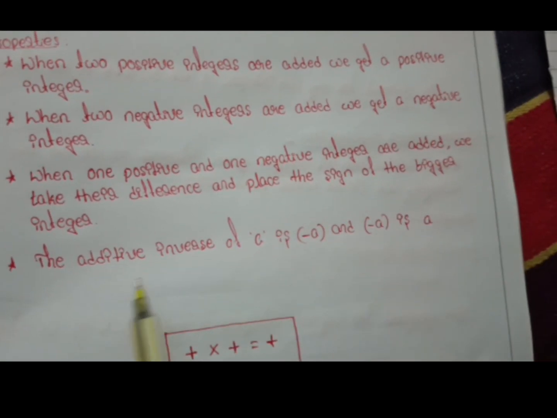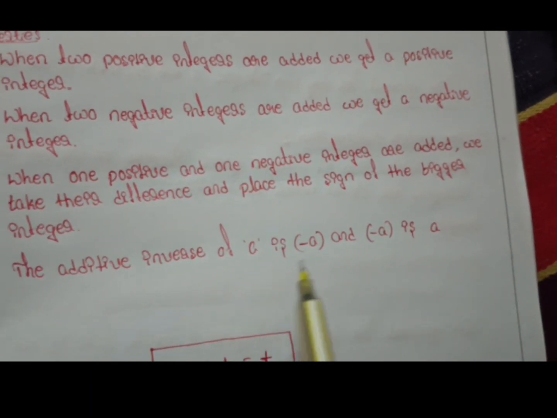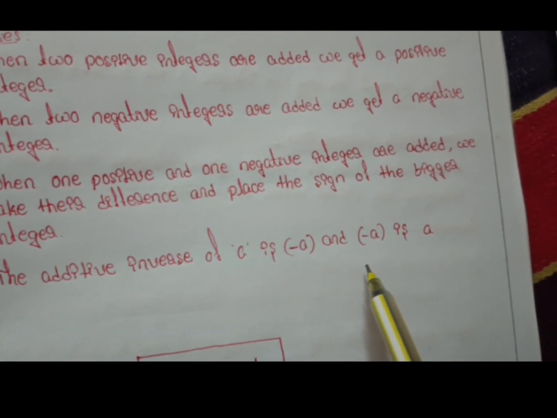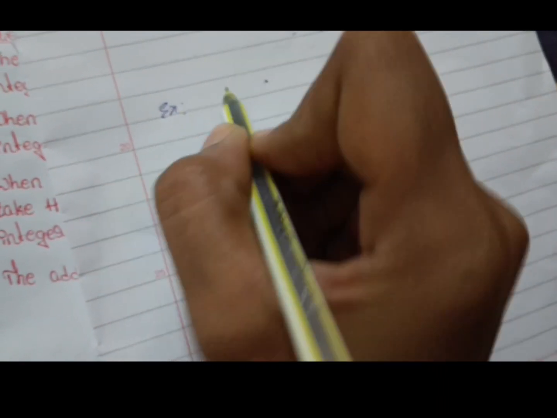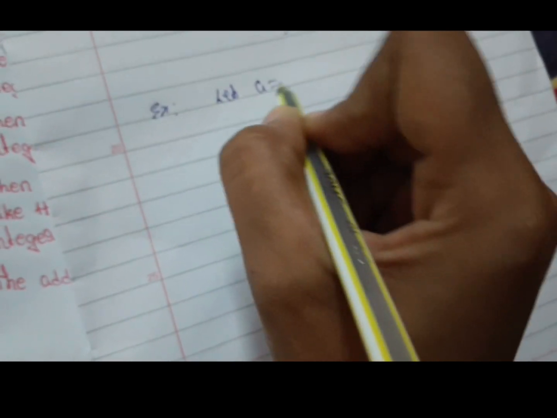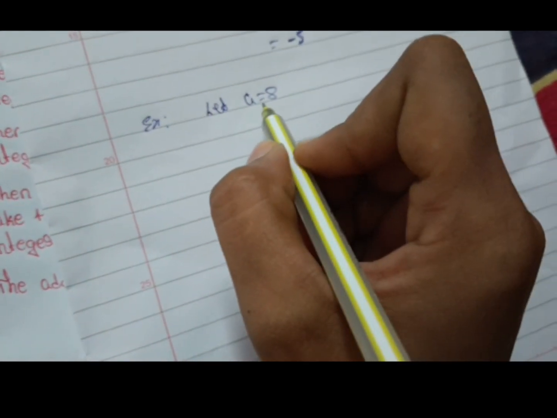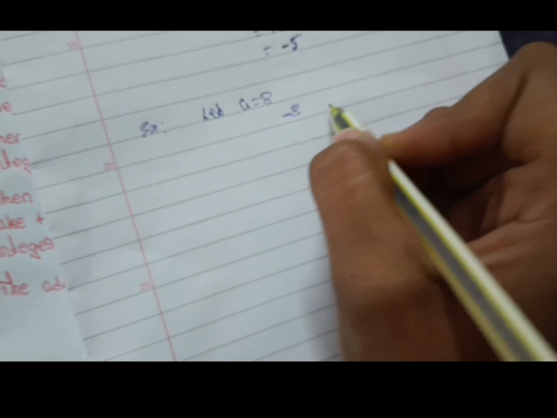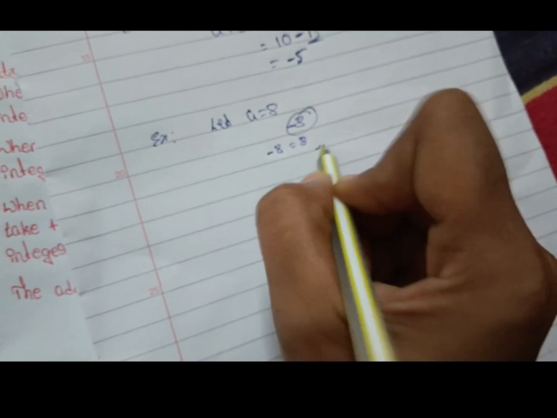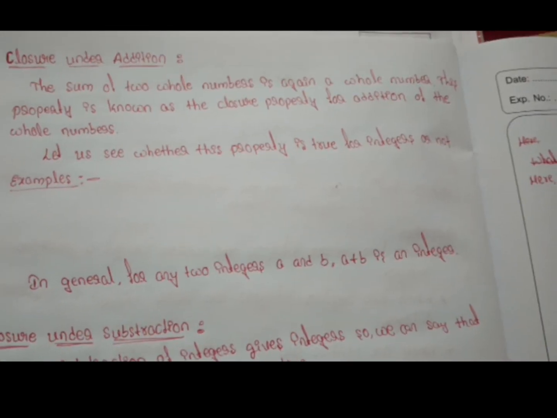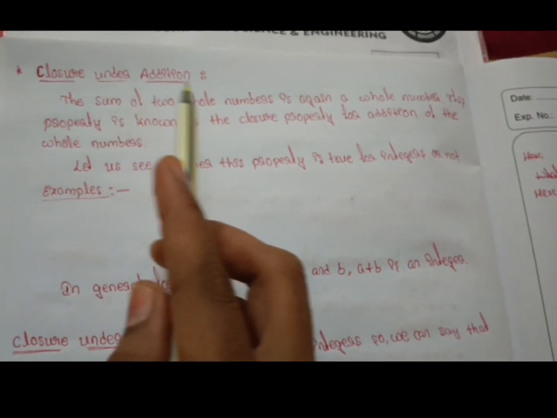And the next property, the additive inverse of a is minus a and of minus a is a. So for example, let a is equal to 8, and the additive inverse of 8 is minus 8. Like that, the additive inverse of minus 8 is 8. That's it.